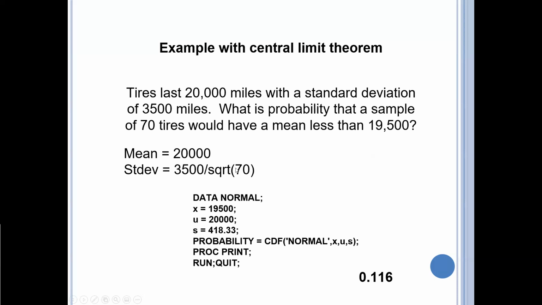And you can literally type this in as you see it into SAS, because SQRT is the code for taking a square root. So down here for S, instead of putting 418.33, which is what this is when you round it in your calculator, you could have just said S equals 3,500 / SQRT(70). If you just put this exact stuff in there, it will calculate the standard deviation, and it will keep in memory a lot of decimals.